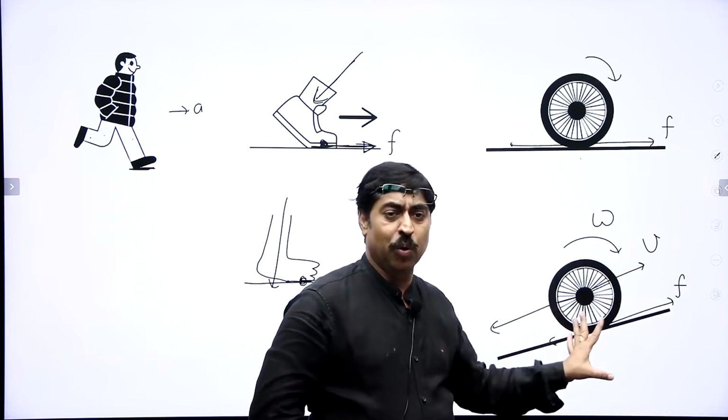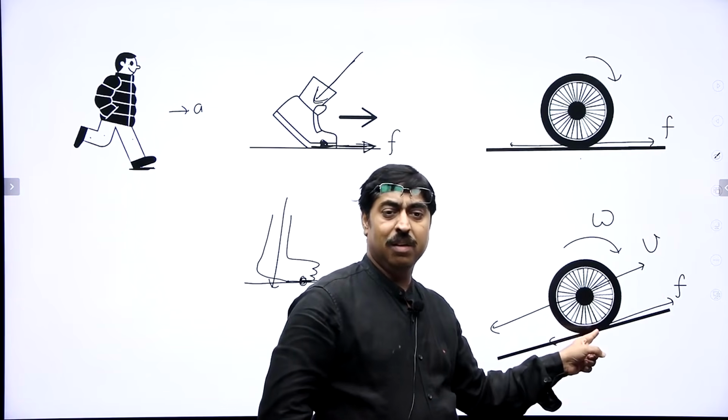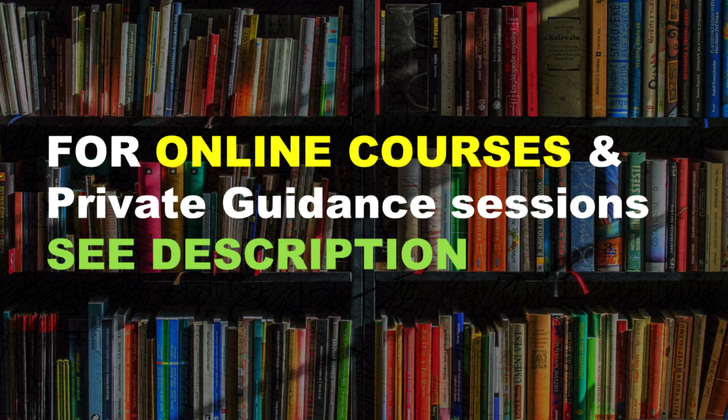Again, if the motion is pure rolling, that means this point is not sliding. So the contact point is not sliding. The friction force is acting on a point which is instantaneously at rest. Friction again performs no work.